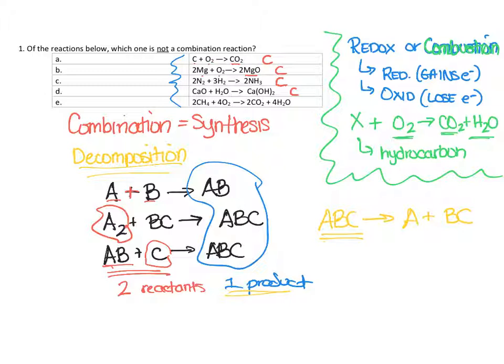So by default, you can probably guess what the right answer is, but let's talk about it anyways. This last one here, I have 2 reactants, methane and oxygen, making 2 products. So this is not combination. In fact, of the 4 reaction types I've just talked about, this one fits this example here, and so it is a combustion reaction.